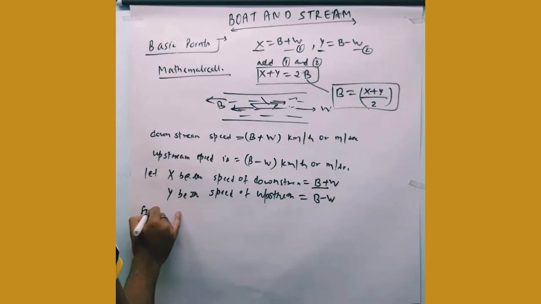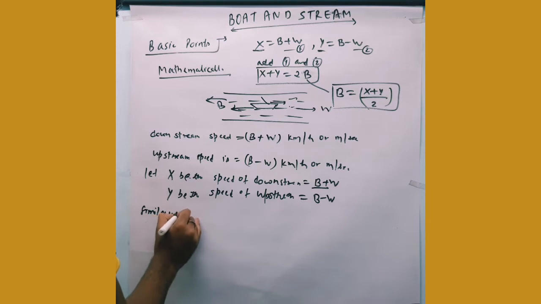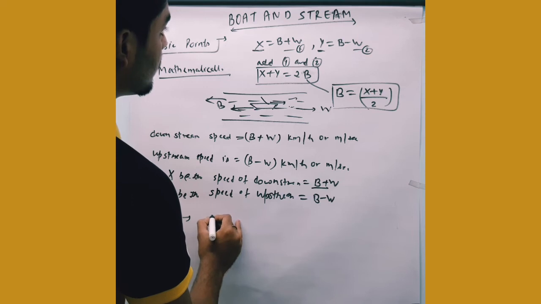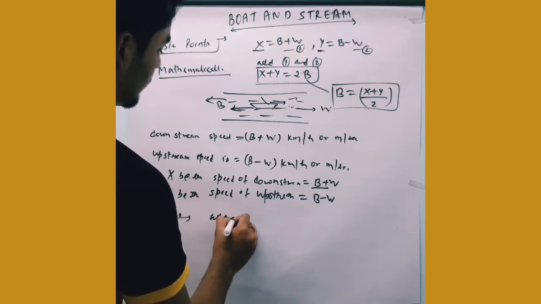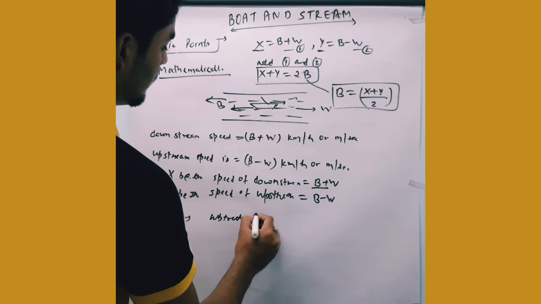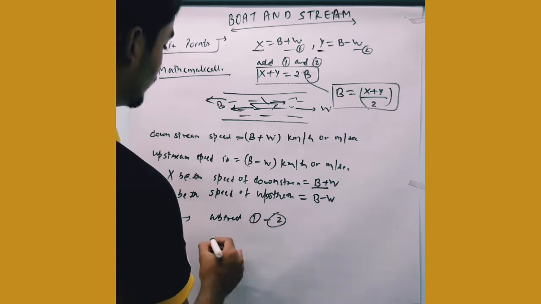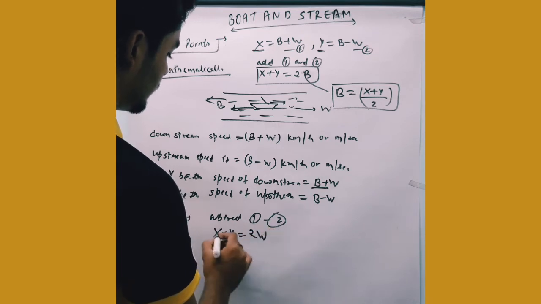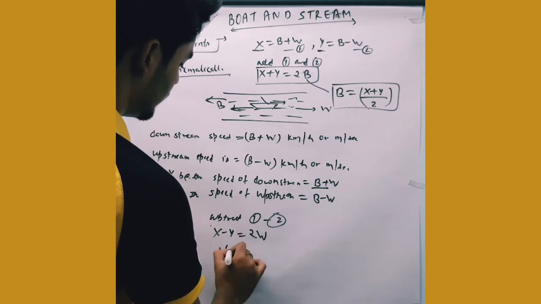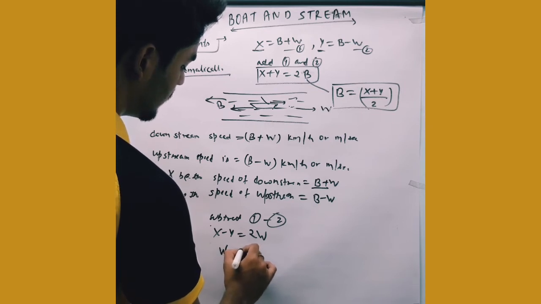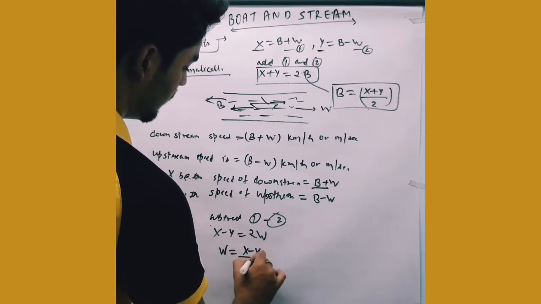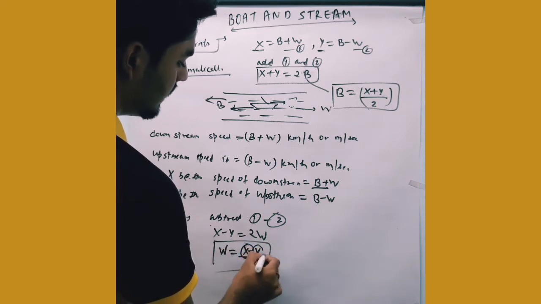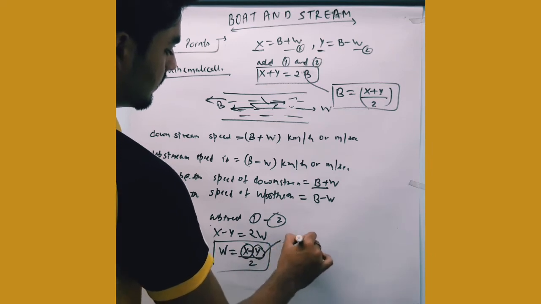In a similar way, when we subtract equation 1 minus equation 2, we get that X minus Y is equal to twice W, which gives that speed of water is X minus Y divided by 2, where X is speed of downstream and Y is speed of upstream.